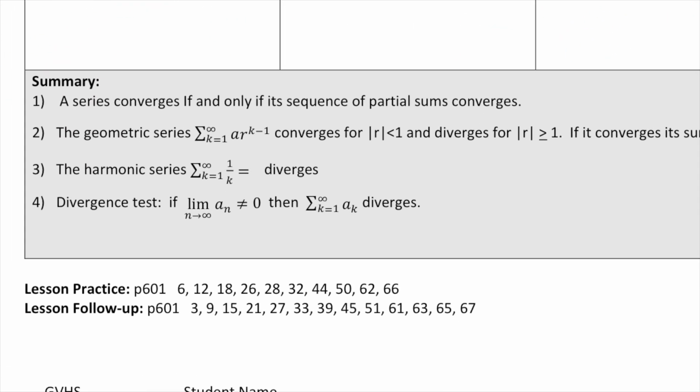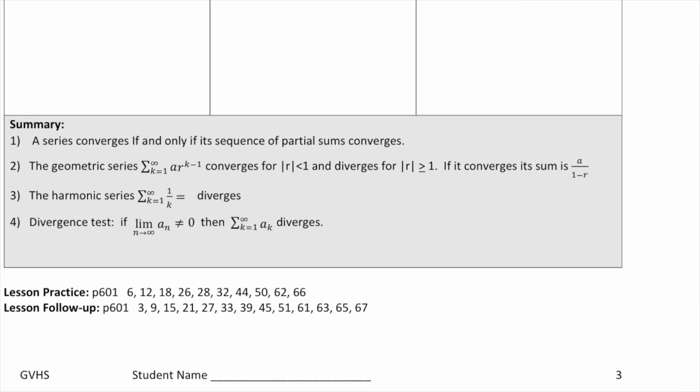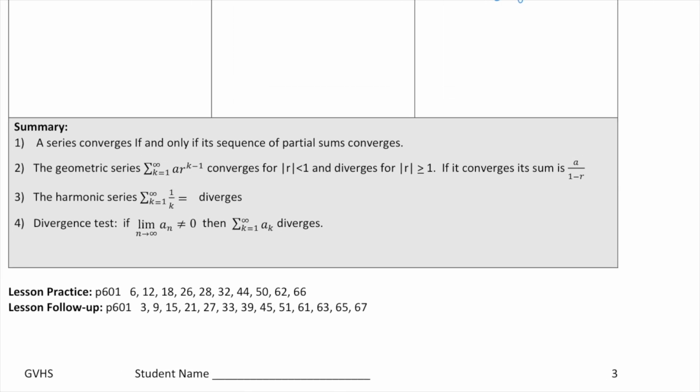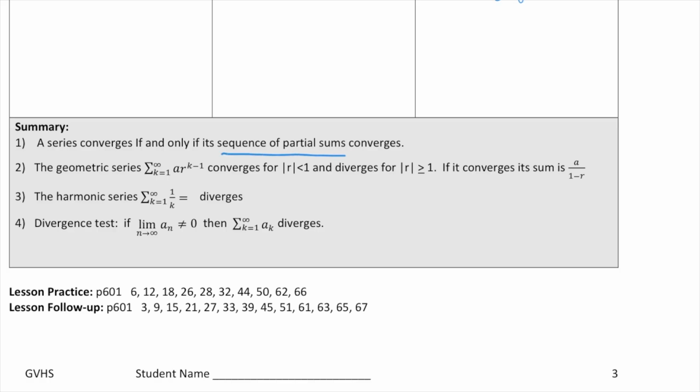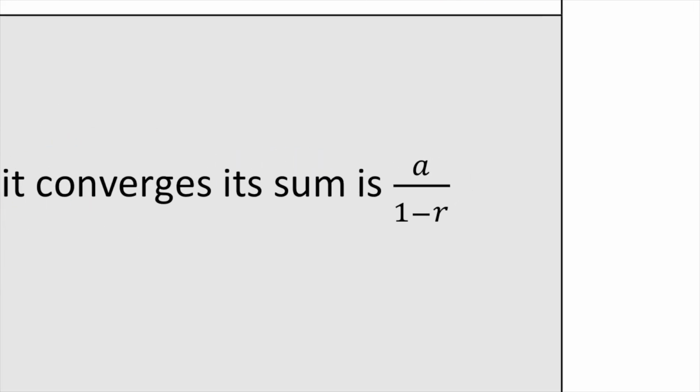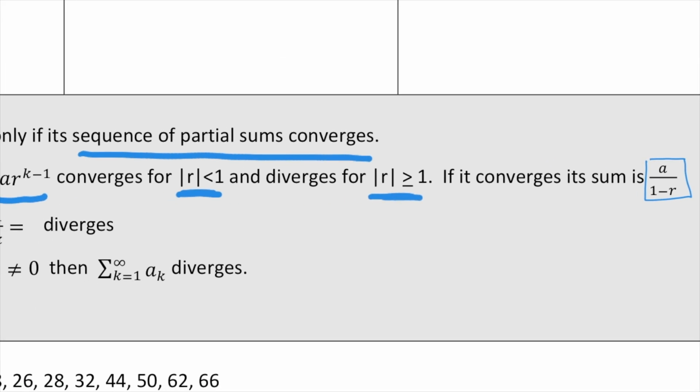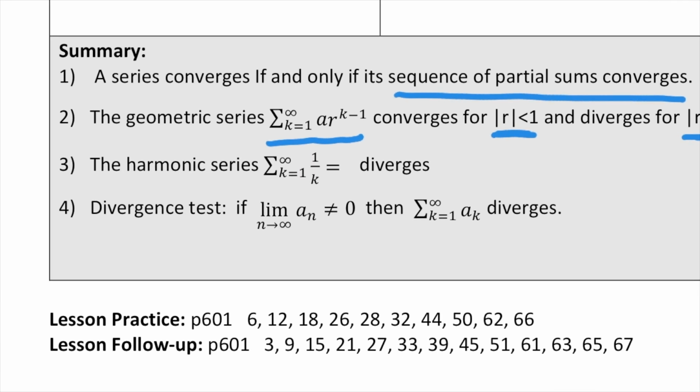Now, we've done so much today. Let's wrap it up. We know that a series converges if and only if its sequence of partial sums converges. We also know that your geometric series is going to converge if the absolute value of r is less than 1. But if it's greater than or equal to 1, you will have a divergent series. If you have a convergent series, it will converge to the sum a over 1 minus r, and remember to think about your exponents as you use that little formula.